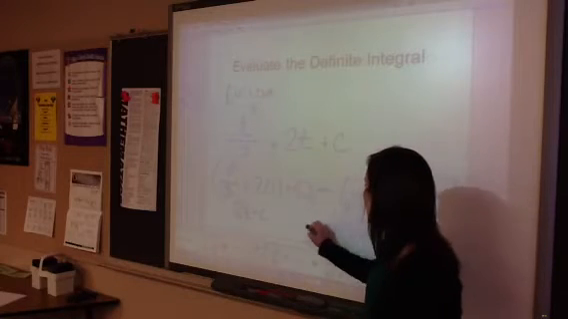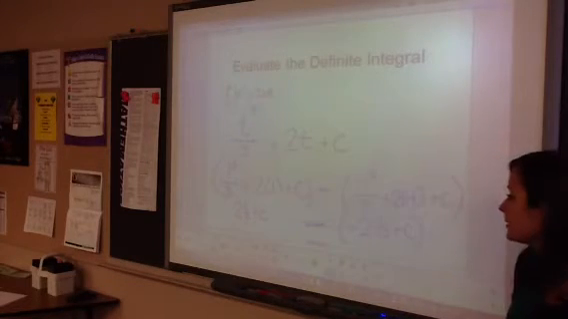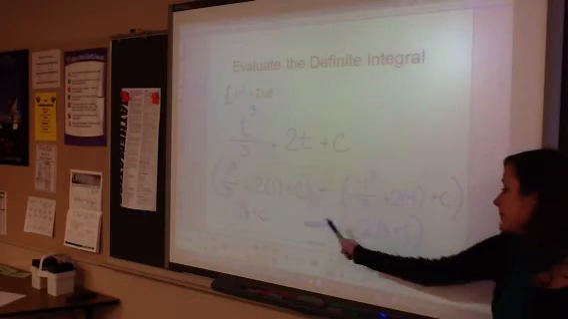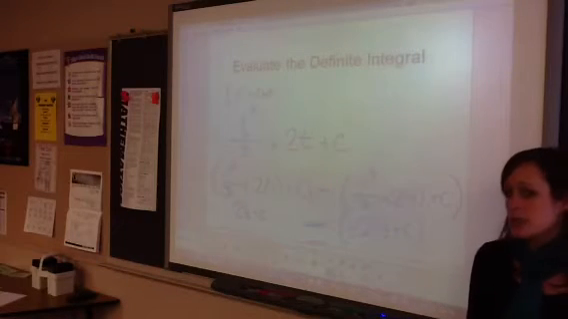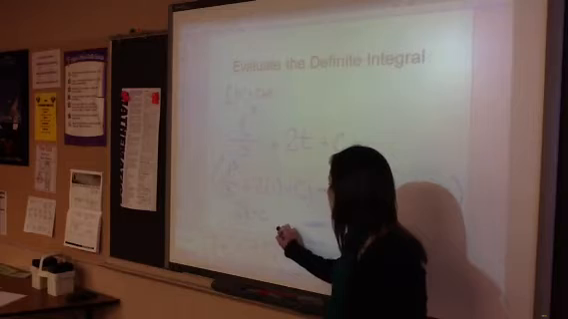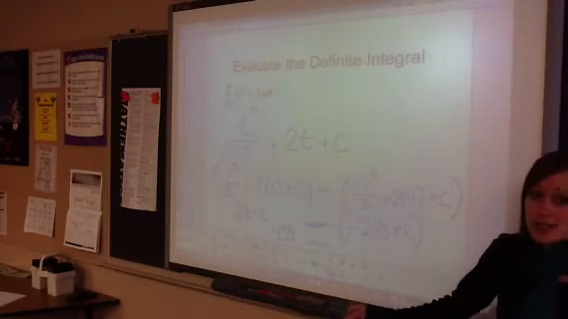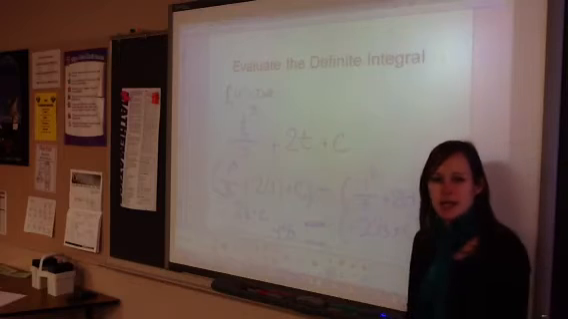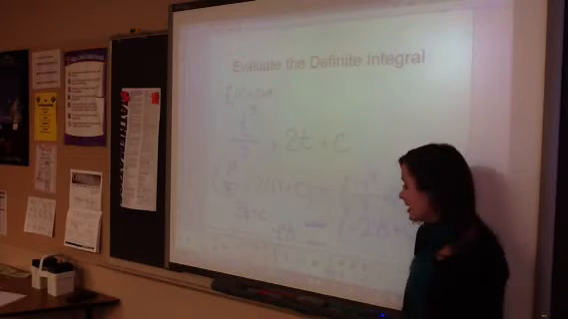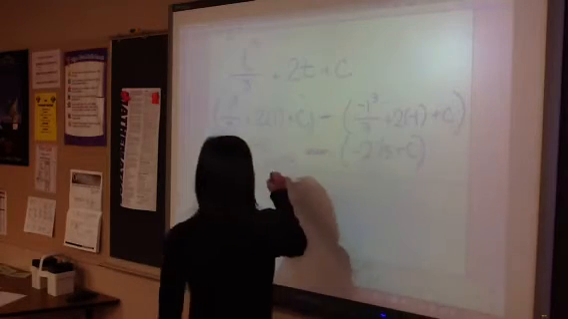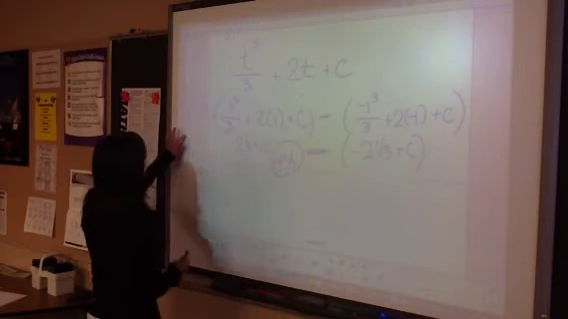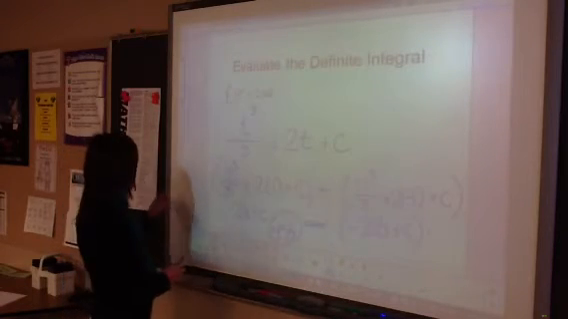Now we want to subtract off that whole back part. So 2 and 1/3 minus -2 and 1/3 is not 0. It is 4 and 2/3. C minus C cancels. Will the C's always cancel? They will. So you get 4 2/3 for your answer there.